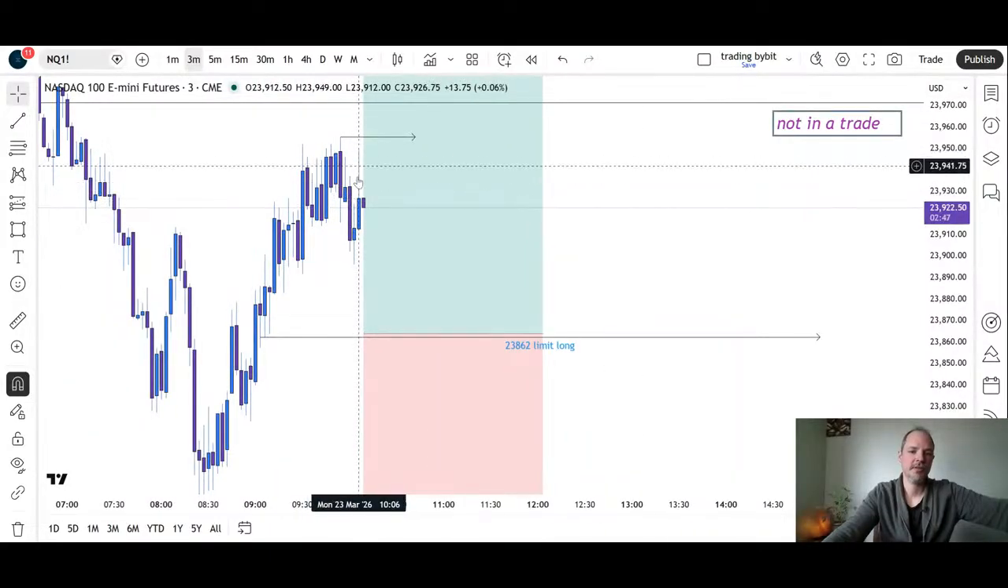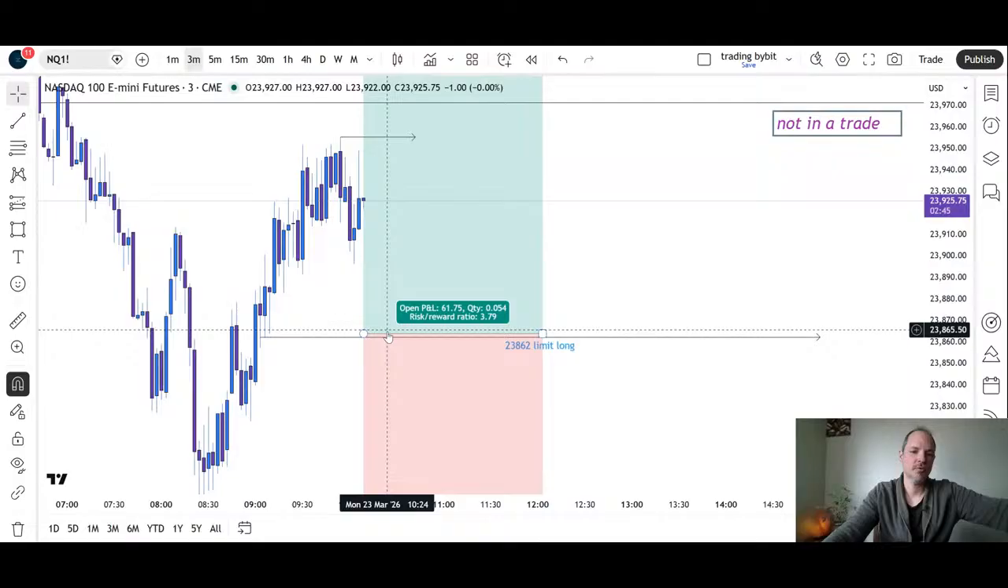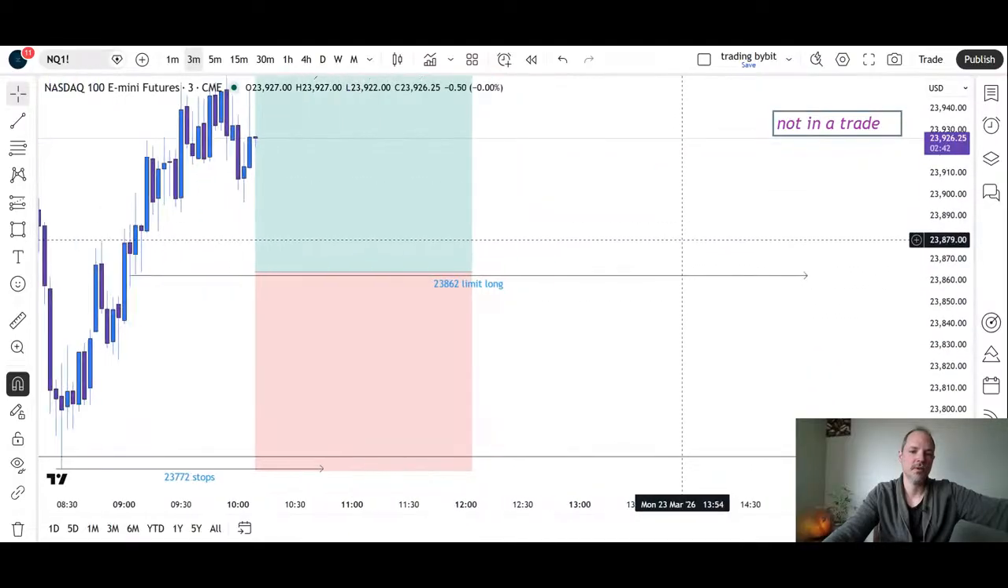Here you can see we got rejected of this high, and normally now we should see that small drop to the downside.